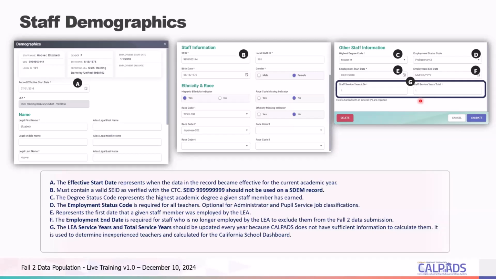The total service years is the total years that a staff member was credentialed or certificated and is used to calculate inexperienced teachers for federal purposes and on the California school dashboard. And again, the staff services years total will need to be manually entered as the total service years from last academic year plus 1 year. And what you populate in the SDEM record in various fields here are used in report 4.2, staff count and FTE by job classification, report 4.4, staff profile list, and report 4.3, staff teaching assignments. And that concludes our discussion of the SDEM file.